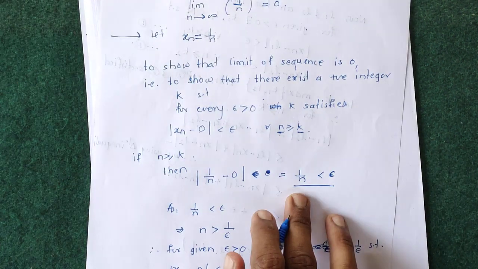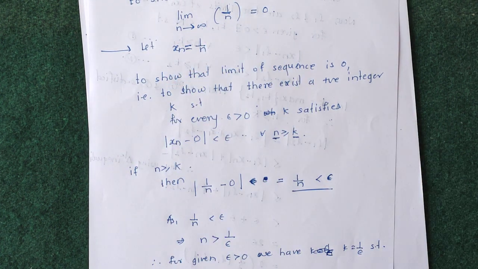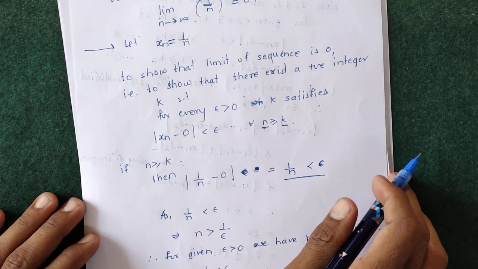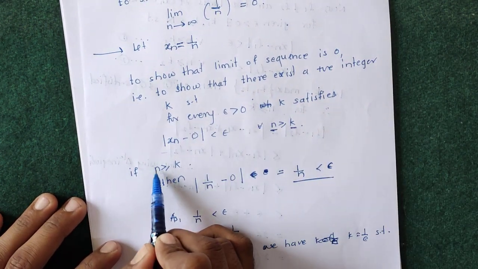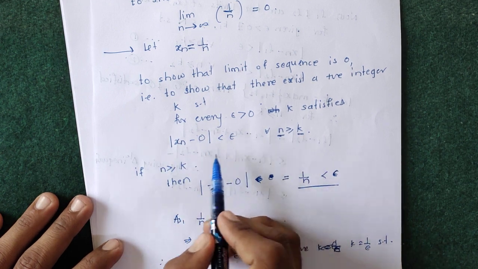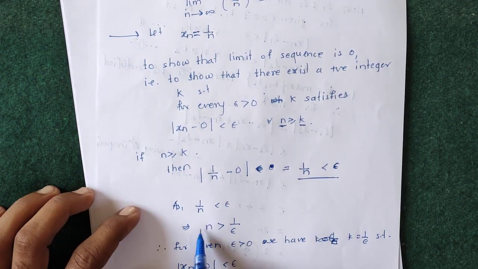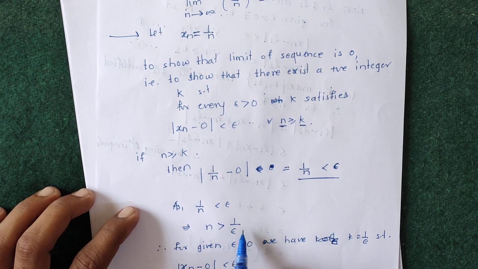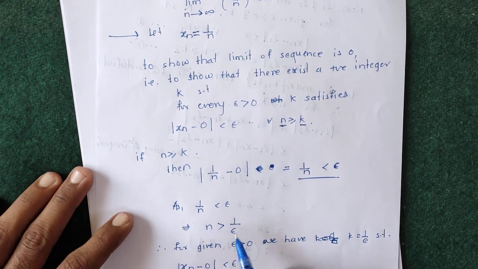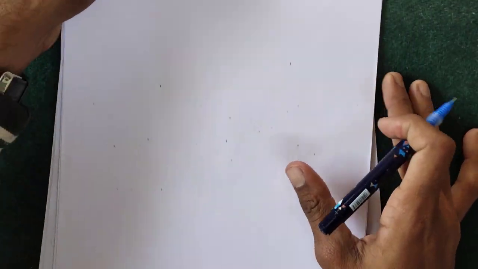To solve such an example using the definition of limits, if you have to show the limit of a sequence is equal to L, then we consider n greater than or equal to k, and using the definition of limit, that is mod of xn minus the limit is less than epsilon, we can find the value of n greater than or equal to some number, and we consider that number to be k itself. Then we can write the limit is equal to L, whatever limit is given in the problem. Now we will see the next example.